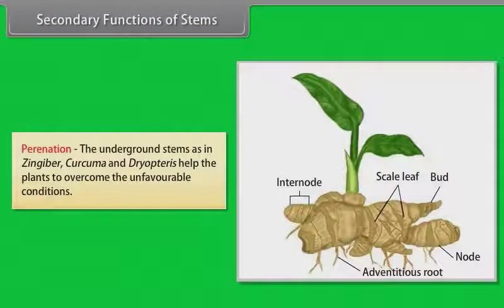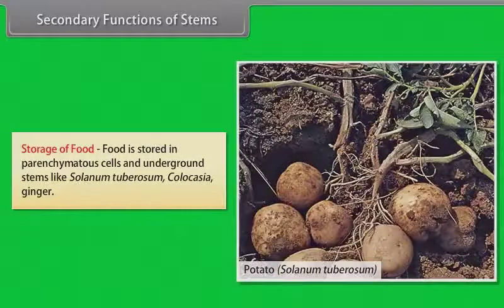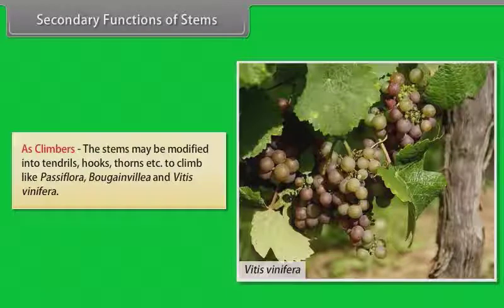Secondary functions of stems. Perennation. The underground stems, as in Zingiber, Curcuma, and Pteris, help the plants to overcome unfavorable conditions. Storage of food. Food is stored in parenchymatous cells in underground stems like Solanum tuberosum, Colocasia, and ginger. As climbers, the stems may be modified into tendrils, hooks, thorns, etc. to climb, like Passiflora, Bougainvillea, and Vitis vinifera.